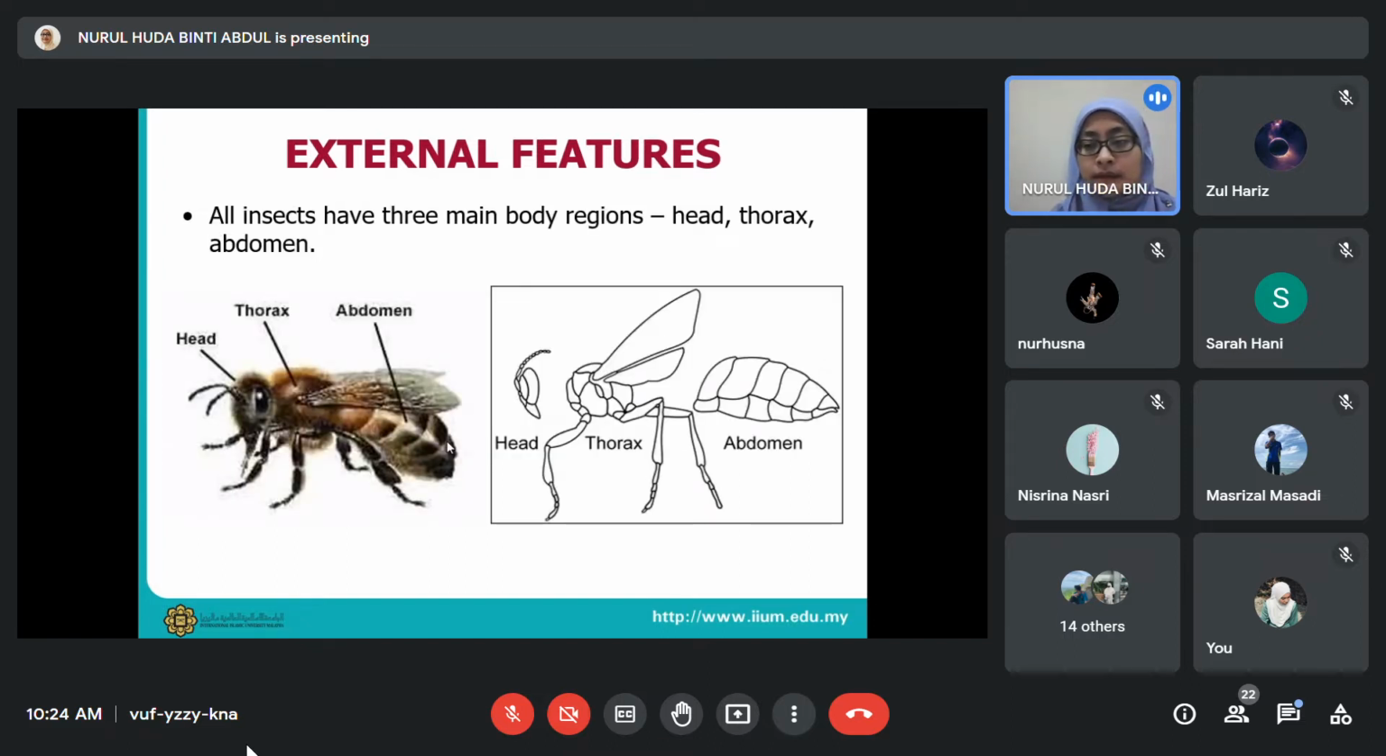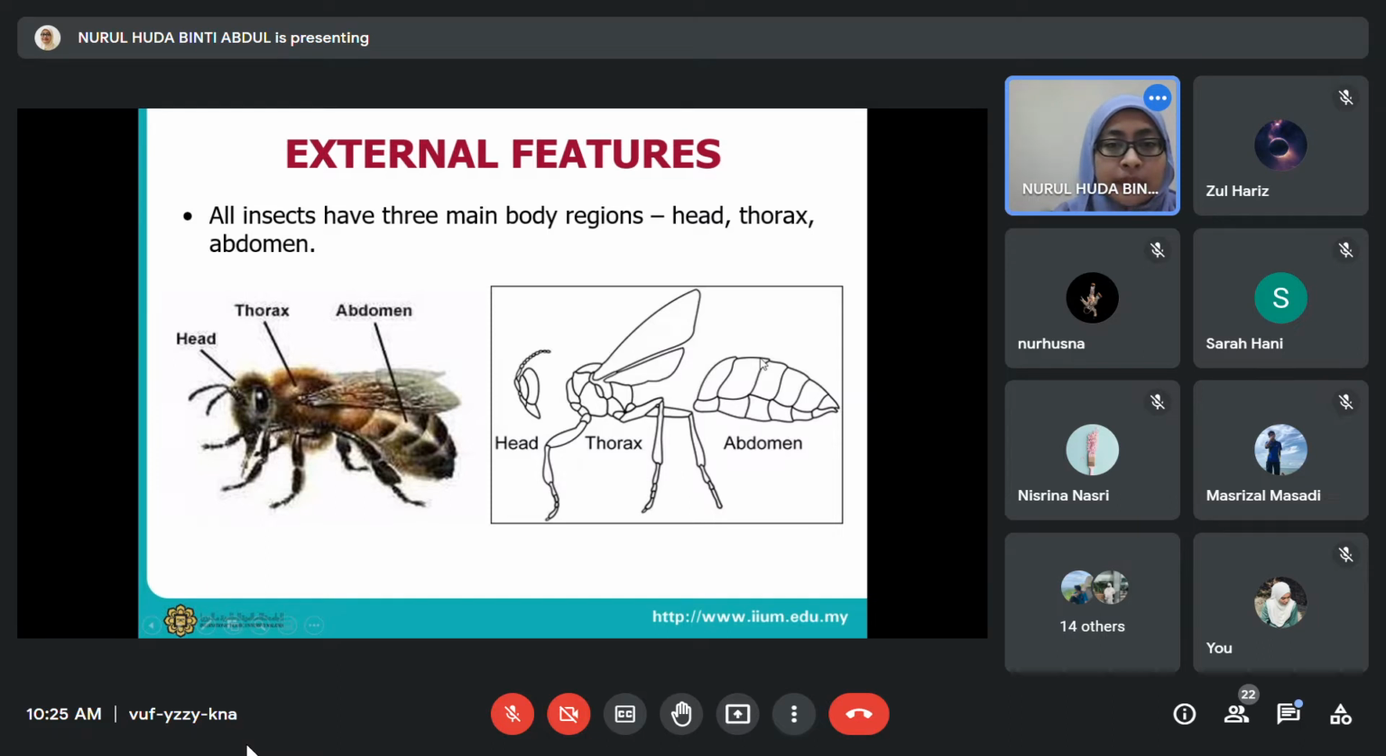Okay, the characteristic tadi, like I said, they have three main body regions, okay, head, thorax and abdomen. So this is the head, you can see this is the part of thorax and this is the abdomen. So kalau kamu boleh tengok gambar, this is the separation. So kalau kamu, let's say if you want to try to kita cabut pun kan, usually it will detach in this area, kepala, thorax and abdomen.